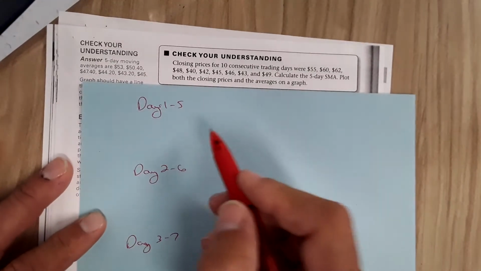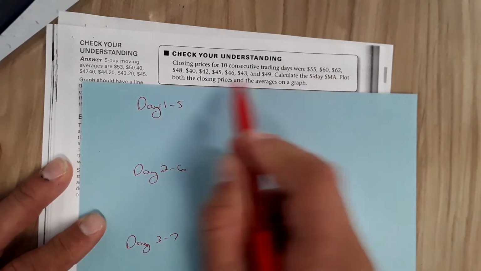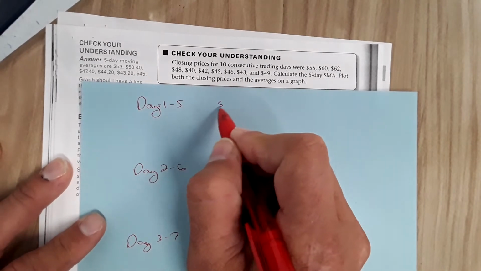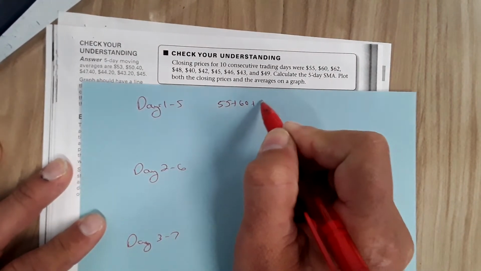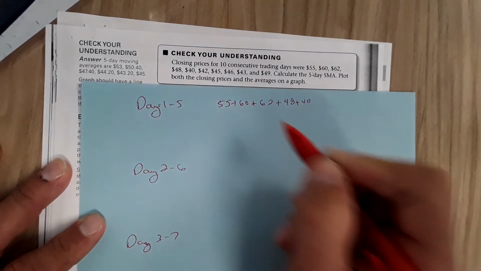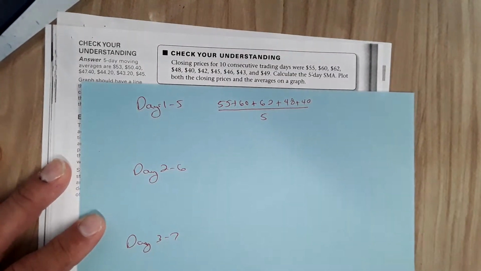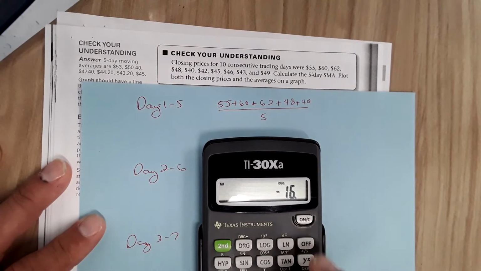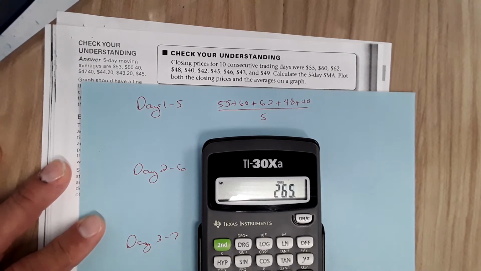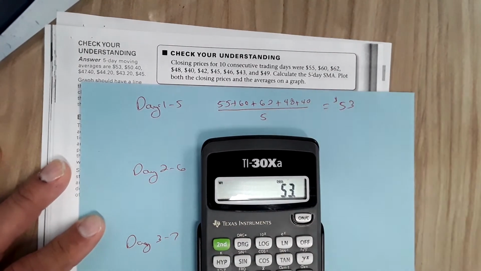Okay, so days 1 through 5 would be the first 5 days: 55, 60, 62, 48, and 40. So 55 plus 60 plus 62 plus 48 plus 40. I'm simply going to take the average of these numbers. To take the average, you add them up and you divide by how many there are, which is 5. So 55, 60, 62, 48, and 40 divided by 5 would give me 53.